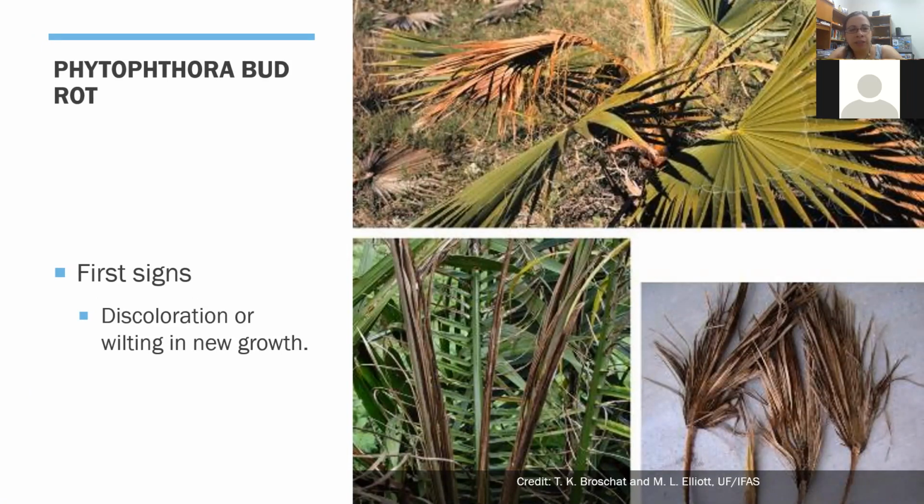So the first sign you're going to see here is discoloration or wilting in the new growth, and I have some of those images there for you. With Phytophthora, you're going to need a fungicide to be able to actually take care of it. Now, a lot of times with the different diseases I'm about to show you, you might need to get testing to find out exactly what fungus you have, so you know exactly what fungicide you need to use, because the fungicides can be a little bit different depending on which disease you actually have.